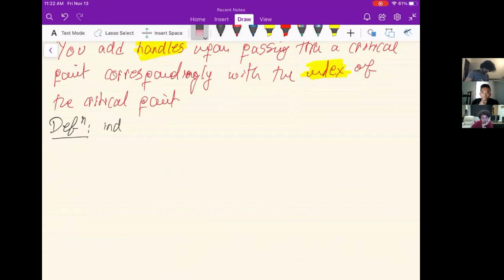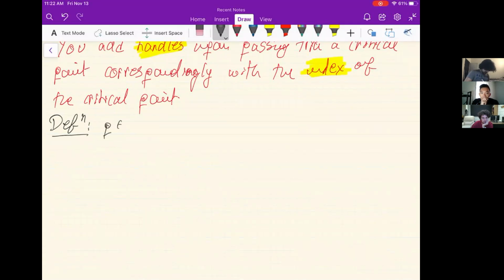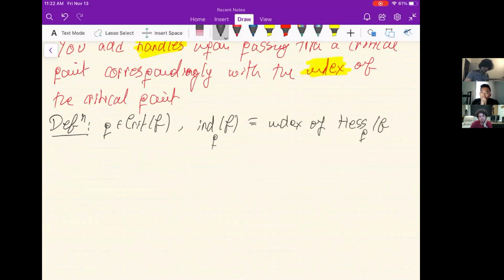Okay, let me go back. We have, from now on, f is always a Morse function. So we have a critical point p of my Morse function f. We say the index of f at p is basically the same as the index of the Hessian, which as a reminder is this.